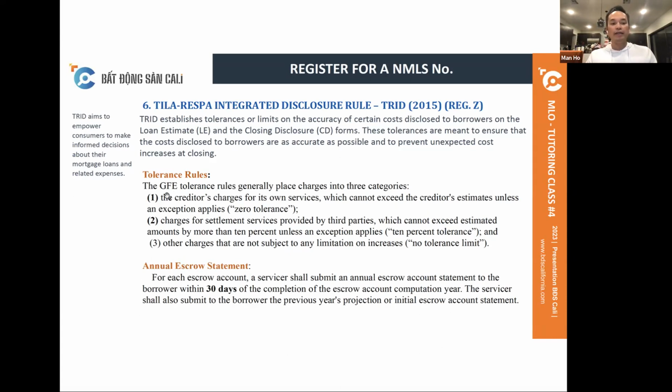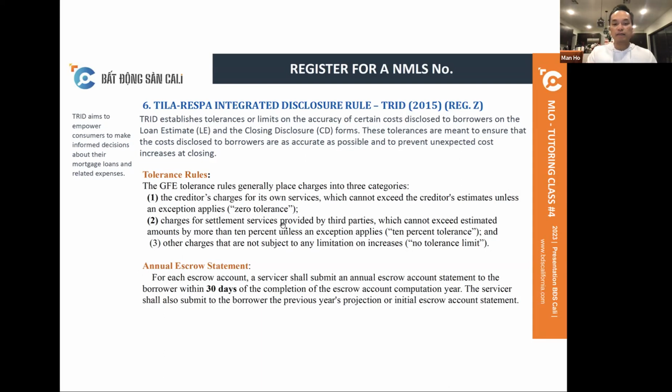Okay, the LE or Loan Estimate tolerance rule generally places charges into 3 categories. First one: anything that the creditor charges for its own services, which cannot exceed the creditor estimate unless an exception applies. This is zero tolerance, meaning that you cannot make the change unless it is within the exception. I will go into more detail in the next slide.